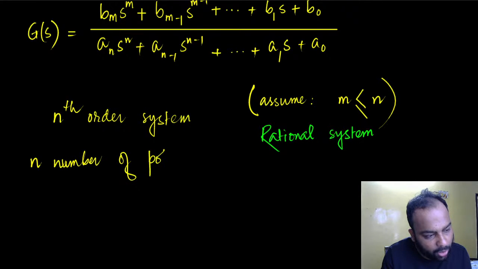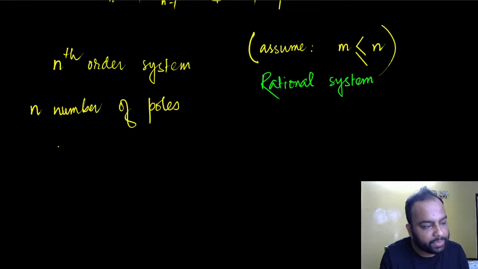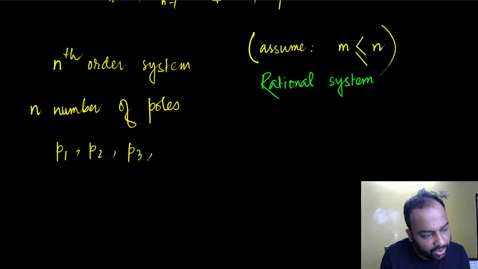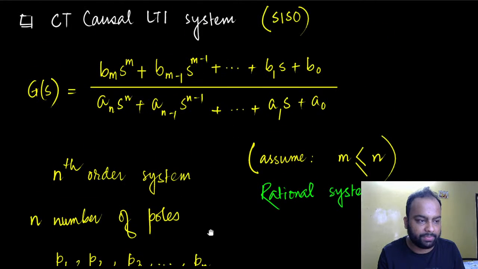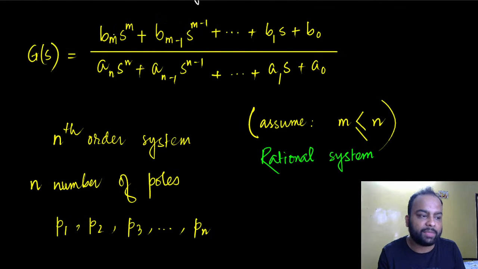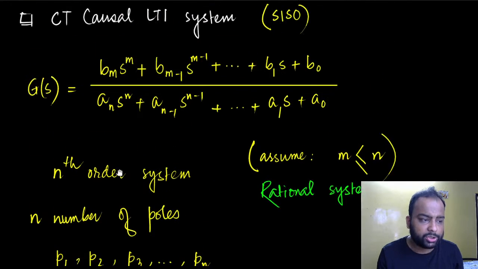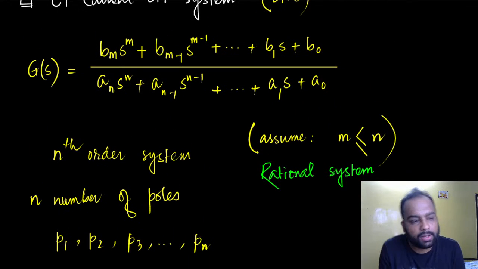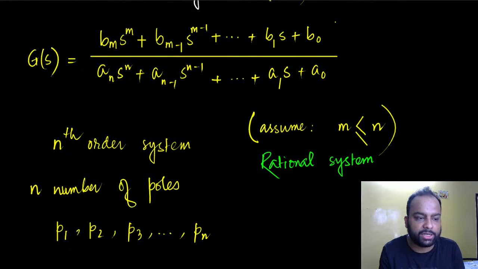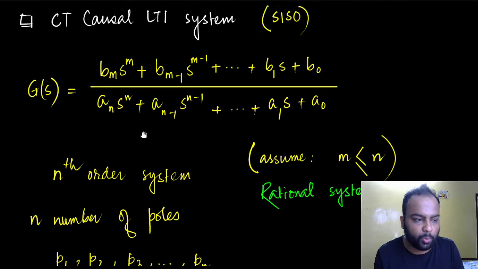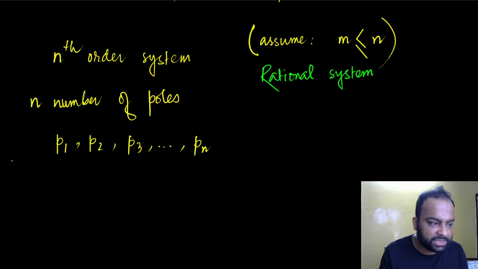So we would have n number of poles in the system, and let's call them P1, P2, P3 up to Pn. So say these are the poles of the system, and of course the numerator polynomial has an order of m. So then of course the solutions to the numerator's polynomial, rather the roots of the numerator's polynomial, are the zeros of the system.